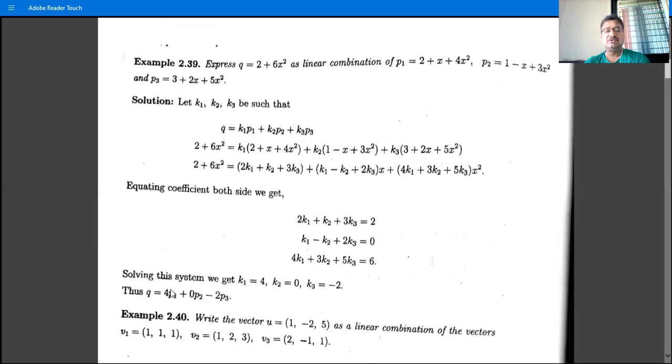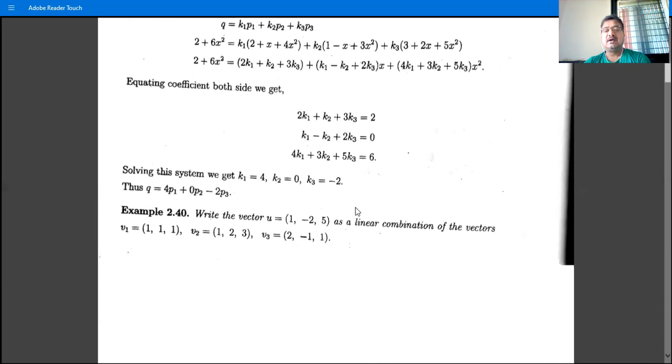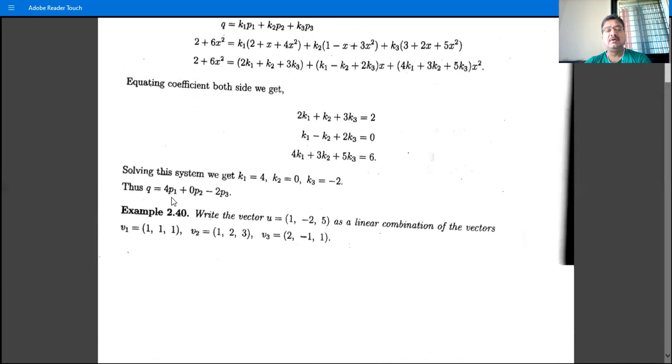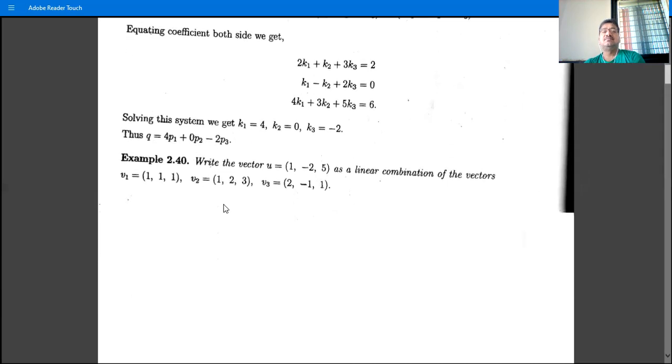So we have Q is equal to 4P1 plus 0P2 minus 2P3. And this is what? This is Q as a linear combination of P1, P2, P3. So Q is expressed as a linear combination of P1, P2, P3. The coefficients are 4, 0, and -2.